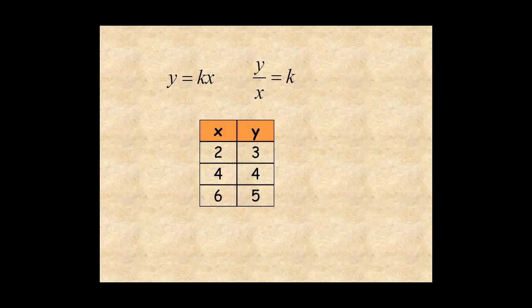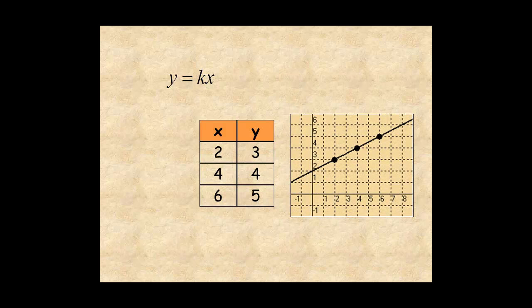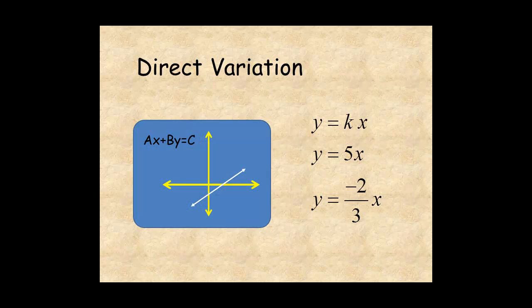On the other hand, these data pairs don't have a constant ratio. So even though they are points on a line, they're not related as a direct variation. This lesson helped you understand direct variation.